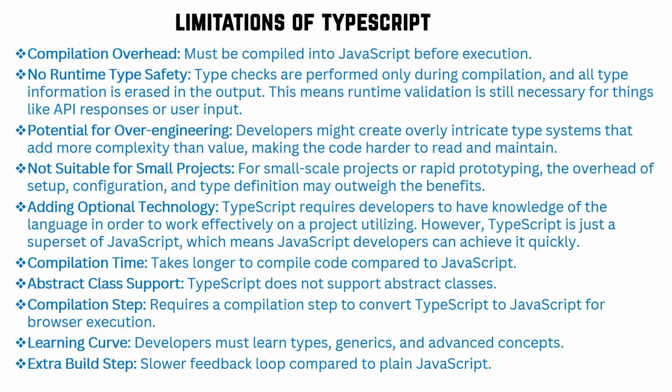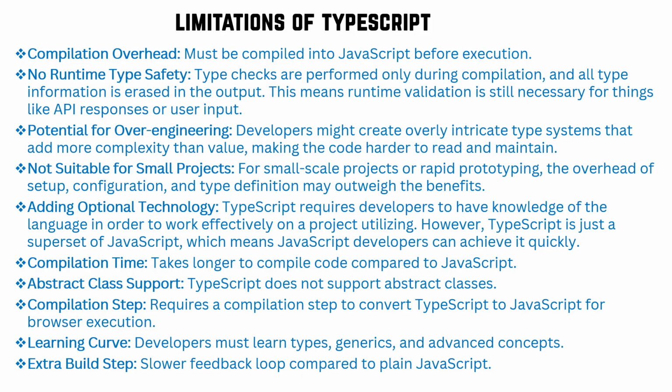So, compilation overhead, because whenever we are writing any kind of code in TypeScript, first we need to convert it to JavaScript before the execution. So that is the extra overhead for the TypeScript program. No runtime safety. Type checks are performed only during compilation for TypeScript, and all type information is erased in the output. This means runtime validation is still necessary for certain areas like API responses, user input, or database interaction, which TypeScript does not have. Most of the errors TypeScript will catch during compilation time or when saving the code, but at runtime it is very hard to find out.